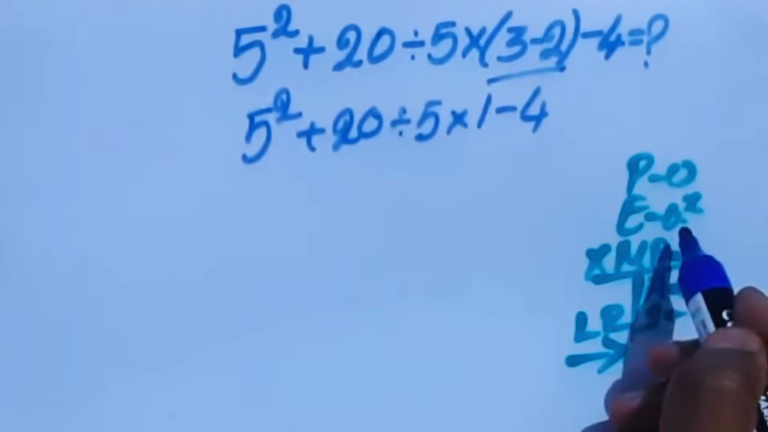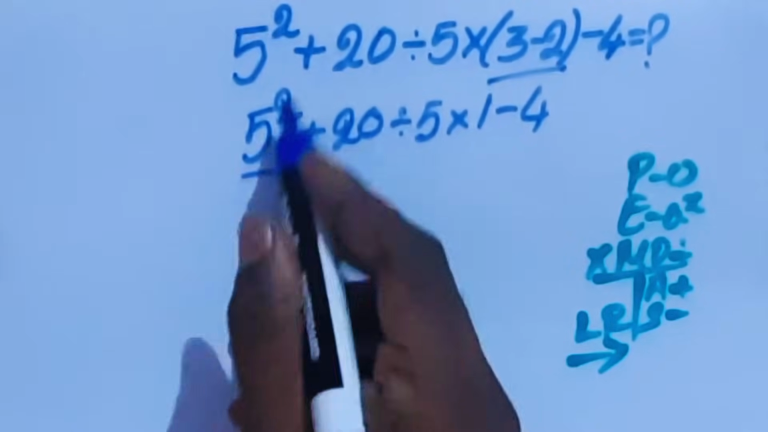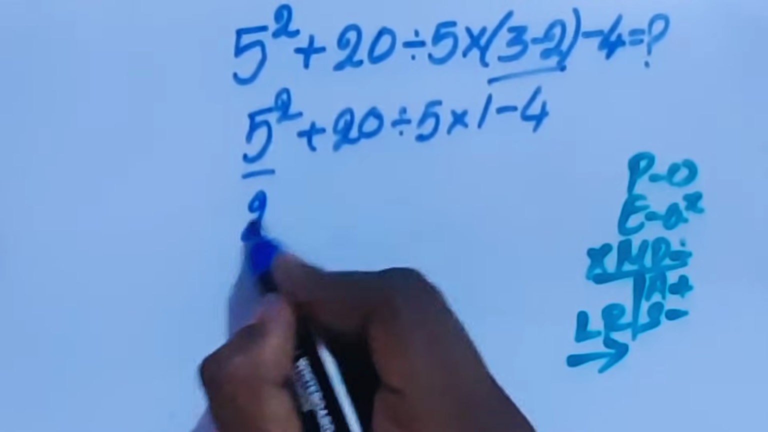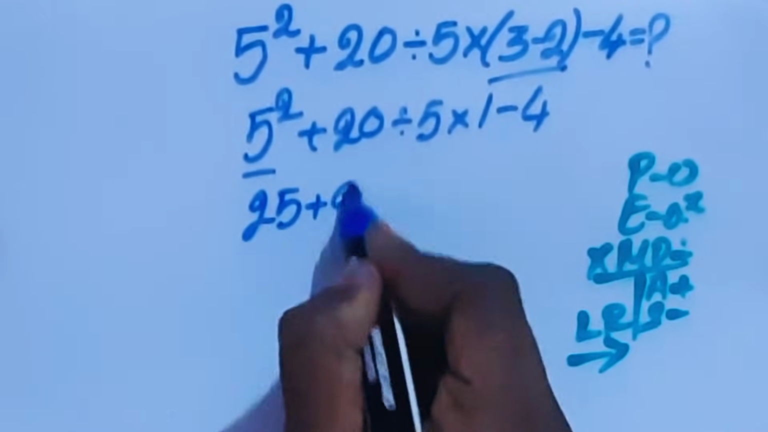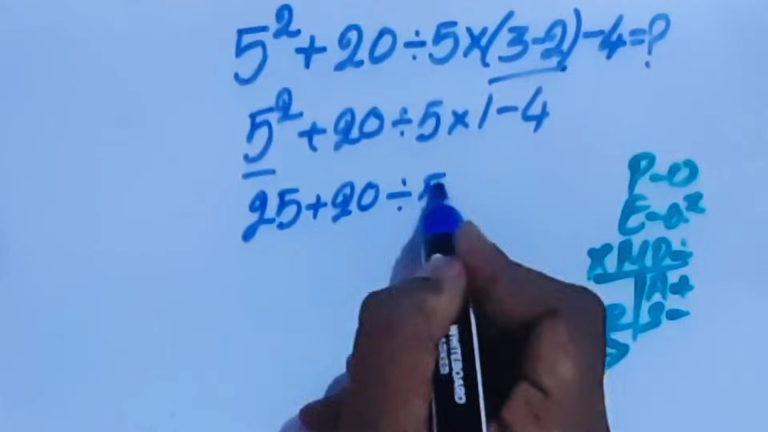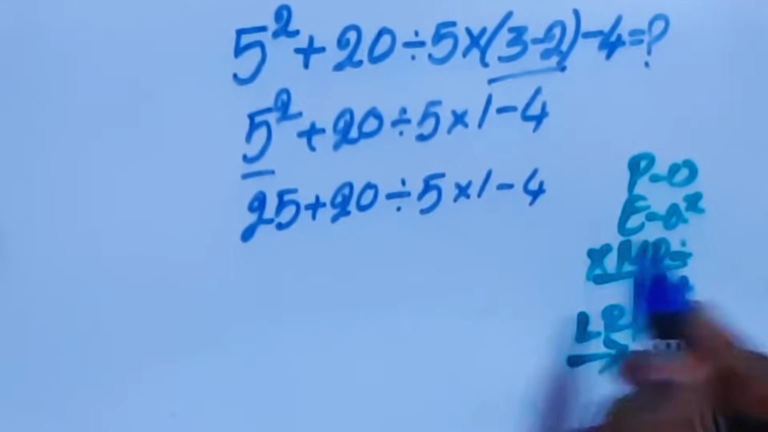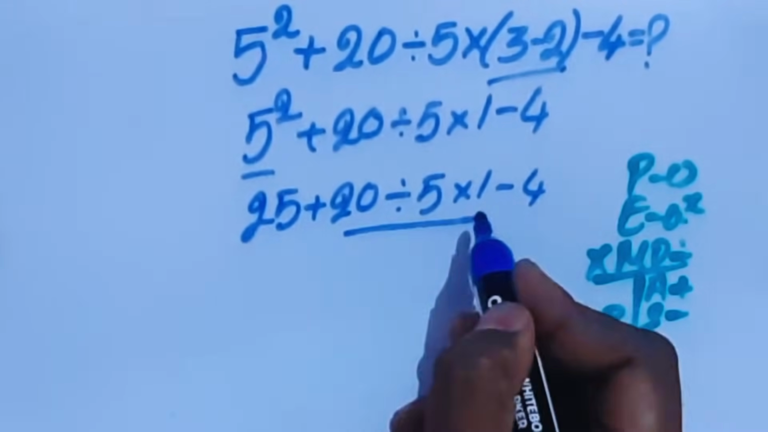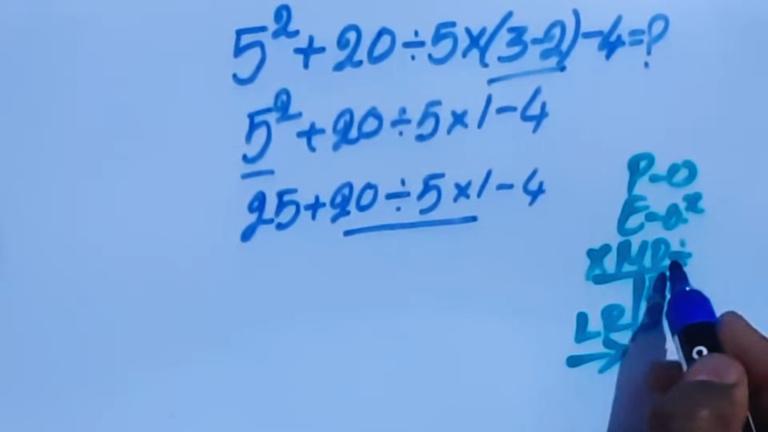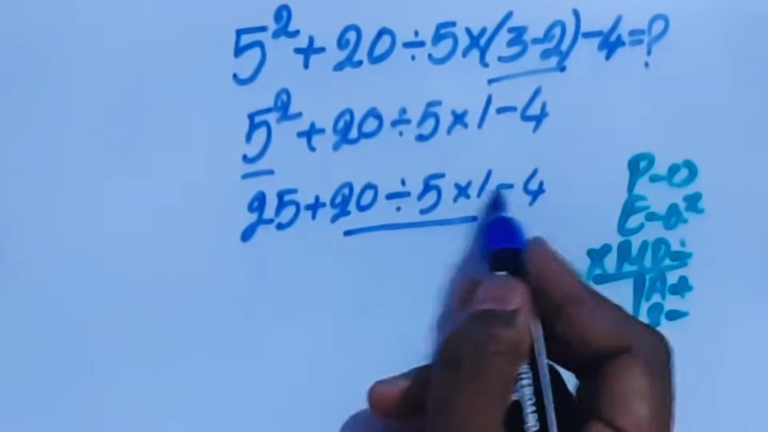Here next priority is exponent. Exponent is 5 square. 5 square is 25 plus 20 divided by 5 times 1 minus 4. Here next priority is multiplication and division. Here we have division and multiplication. So we have to do this multiplication and division before this addition and subtraction.